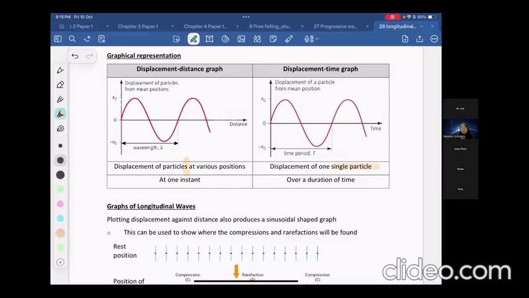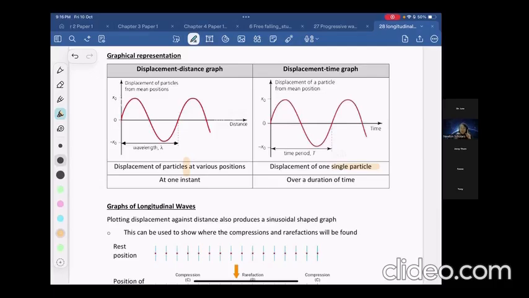At time equals 0, Jore is standing at the door. At 1 second, he goes back to the seat. Then another 1 second, where is he? I observe one particle, Jore only. That is called a displacement-time graph. A displacement-distance graph is where I use a camera to capture all 30 students, and their position at this moment right now.